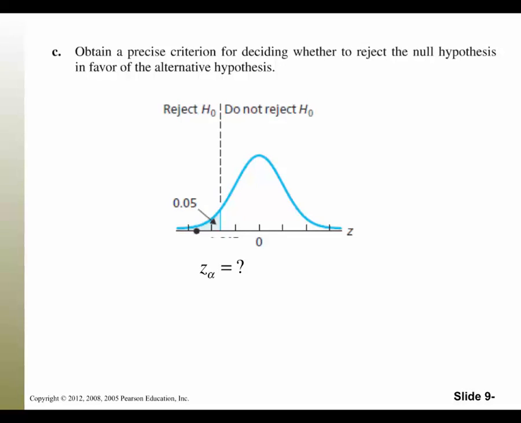Okay. So this is the idea. We want a 5% chance of making a type 1 error. That's what we said, 5% significance level. So what we want then is the z-score. This thing right here, the z-score, is the critical value.